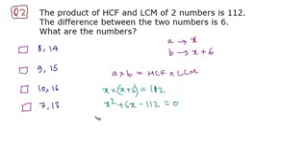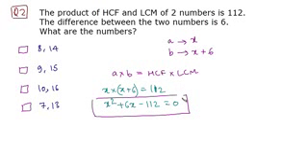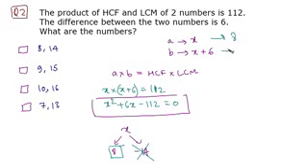Now you have a quadratic equation. Again, if you solve this quadratic equation, you get two roots of x. One of the roots is 8 and one of the roots is minus 14. Now there are no negative numbers here, so you can comfortably ignore minus 14. So you are left with 8. So x is 8, so one of the numbers is 8. Therefore A is 8 and B is 8 plus 6, that is 14. So our answer is A. 8 and 14 are the two numbers.